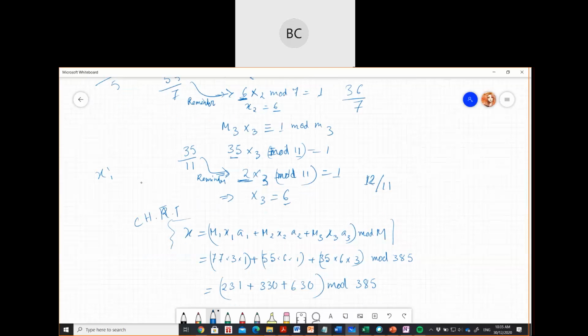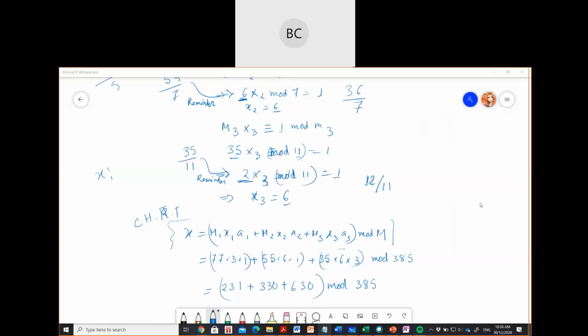So after you find out xi's, that means x1, x2, x3, then you will just put them in this equation: m1 x1 a1 plus m2 x2. So this will depend on the number and the value we have to assume. It's like brute force, means you will try each of the values. You just start from 1. If 2 into 1 divided by 11 has remainder 1, then it's fine. If not, then again you go for 2, then 3 and 4.